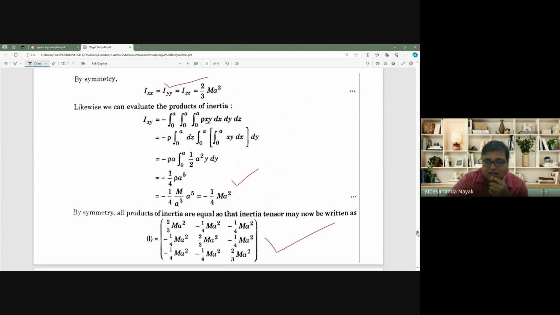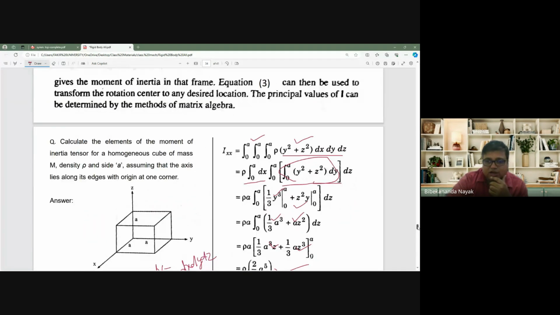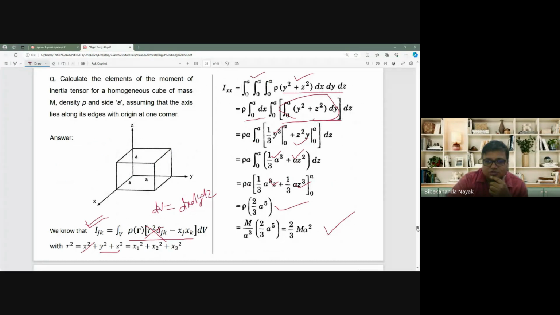Can you derive this or not? This is a very important question. In general, it comes: find this moment of inertia.